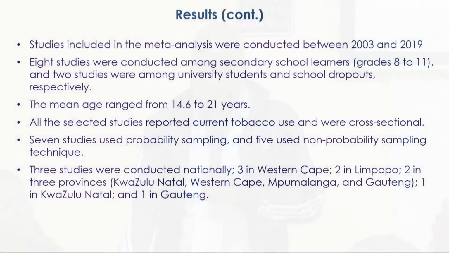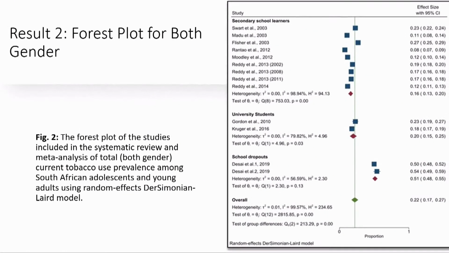7 studies used probability sampling, while 5 used non-probability sampling. And 3 studies were conducted nationally, 3 in Western Cape, 2 in Limpopo, 2 in 3 provinces, which is KwaZulu-Natal, Western Cape, Mpumalanga, and Gauteng, 1 in KwaZulu-Natal, and 1 in Gauteng. So there was no study from Northern Cape or Northwest.